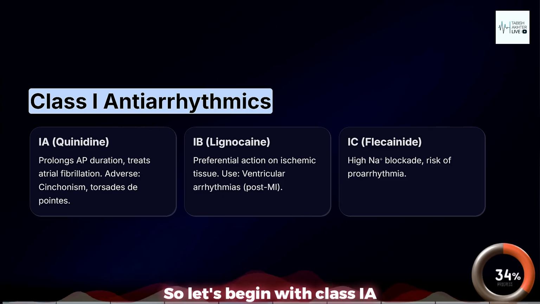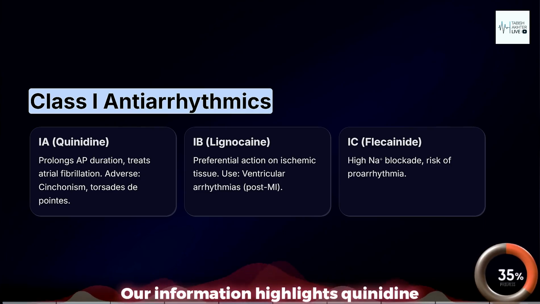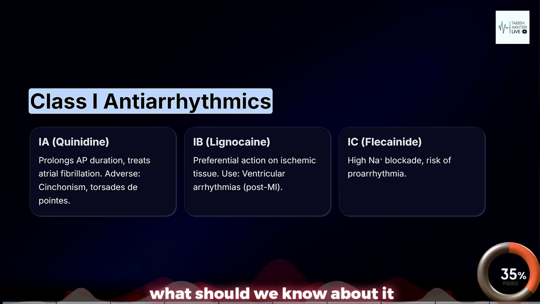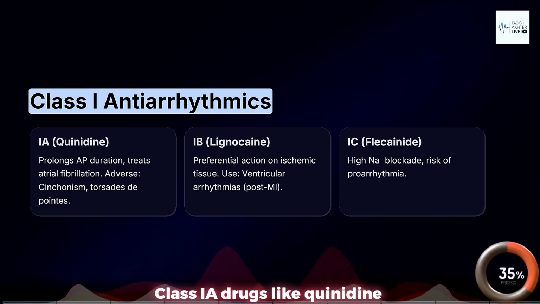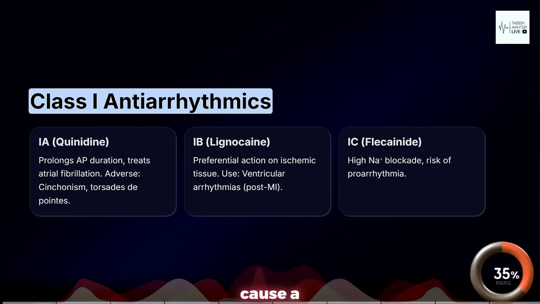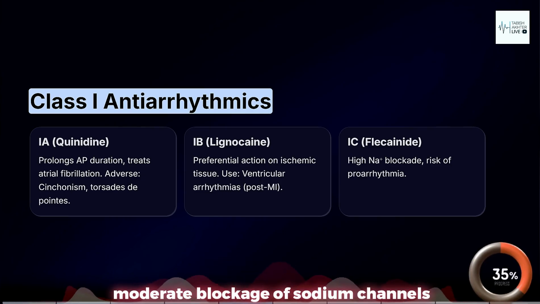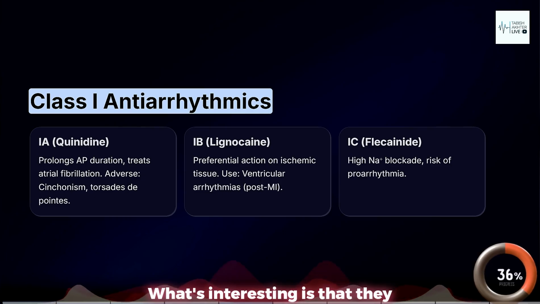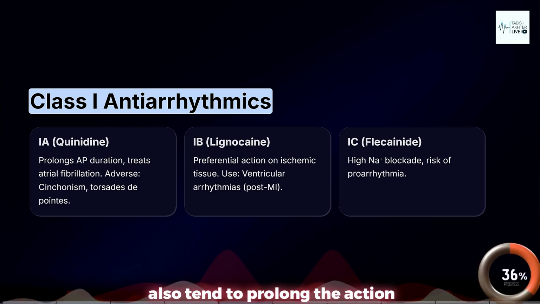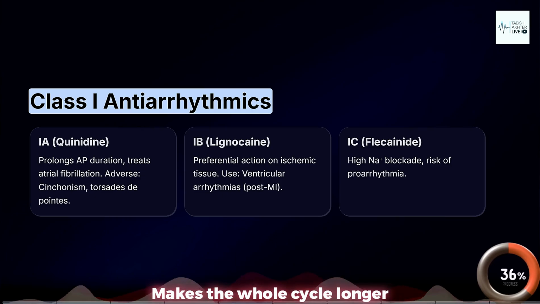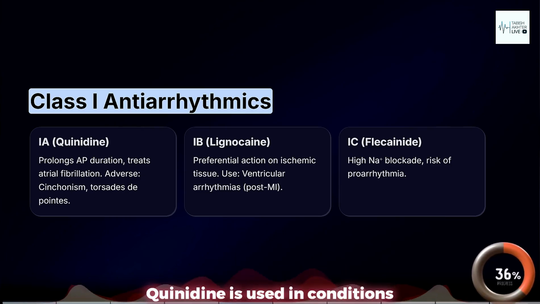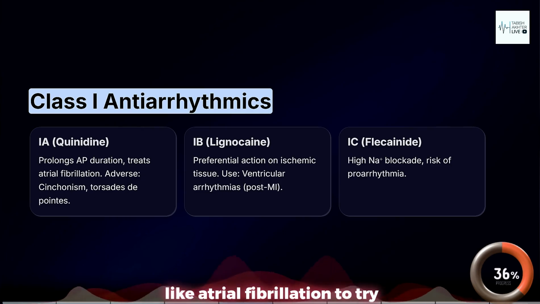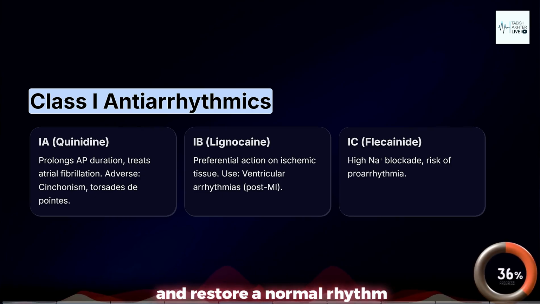So let's begin with class IA. Our information highlights quinidine as a key example. What should we know about it? Right. Class IA drugs like quinidine cause a, let's say, moderate blockage of sodium channels. What's interesting is that they also tend to prolong the action potential duration. Makes the whole cycle longer. In a way, yes. Quinidine is used in conditions like atrial fibrillation to try and restore a normal rhythm.